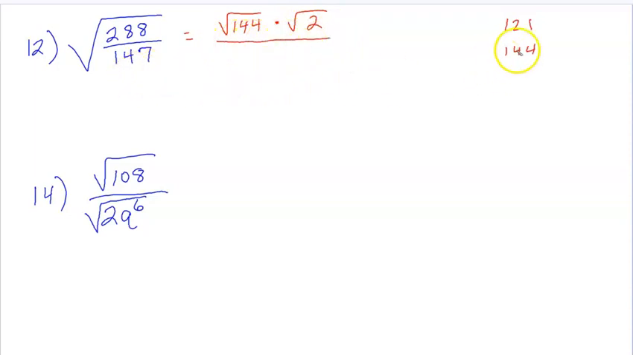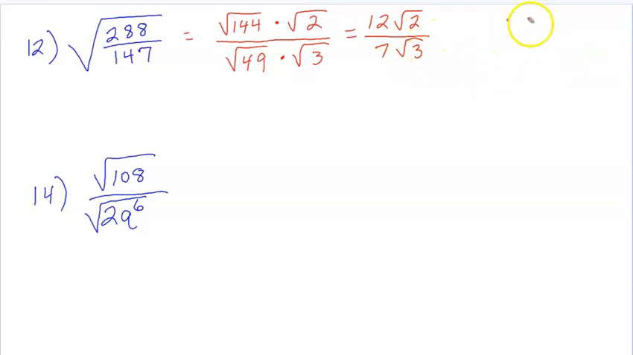Okay, 147 does not appear in the list, but the square root number 49 divides evenly into 147. So you'll definitely want to have a calculator for this one. I can use the square root of 49 times the square root of 3. Okay, so the square root of 144 is 12. That becomes 12 root 2. And the square root of 49 is 7 root 3.